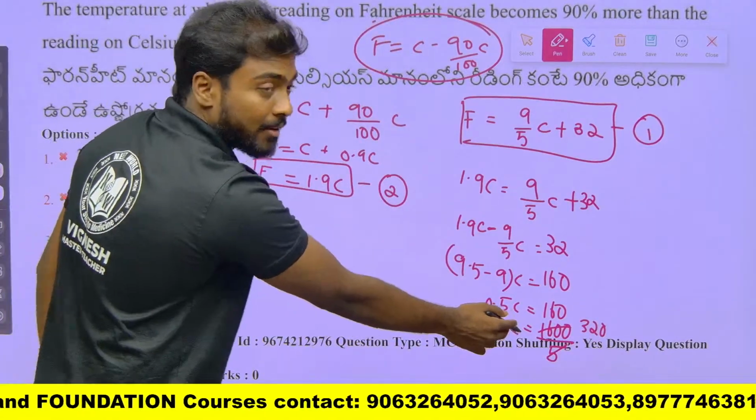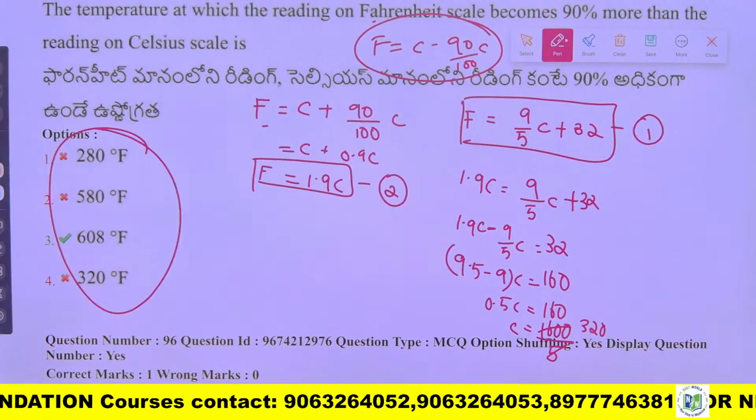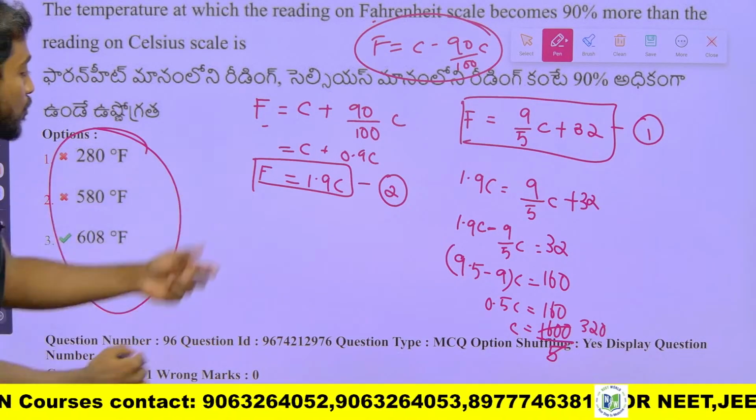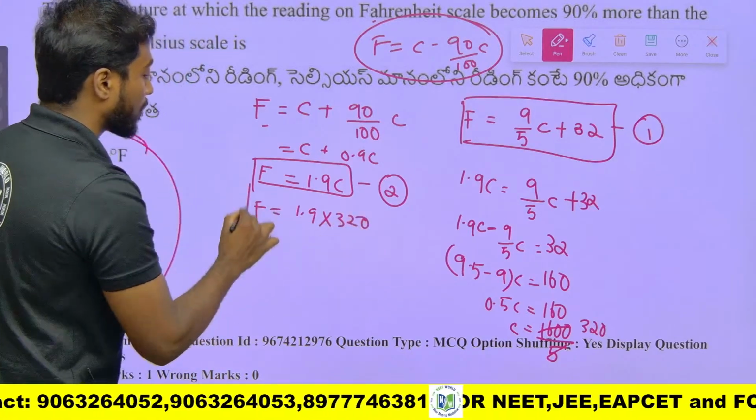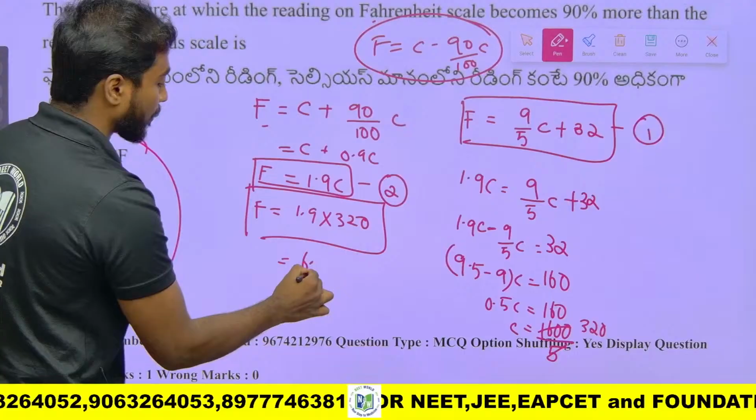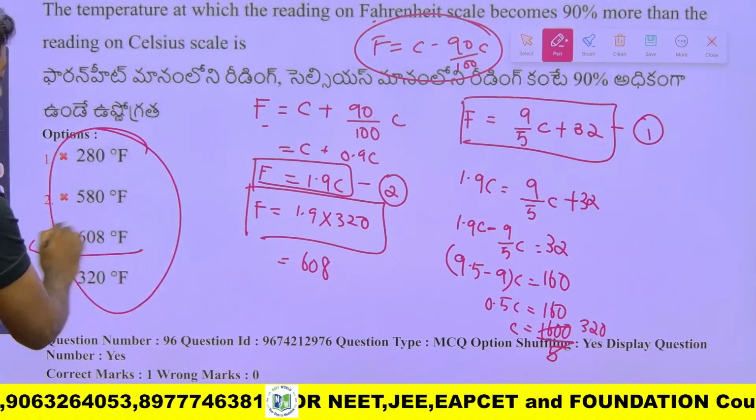So take this C; they are asking in terms of Fahrenheit, the options are given in Fahrenheit. So multiply here, F is equal to 1.9 into 320, that is it. You will get F is equal to 608, I guess, yeah, 608 is the answer.